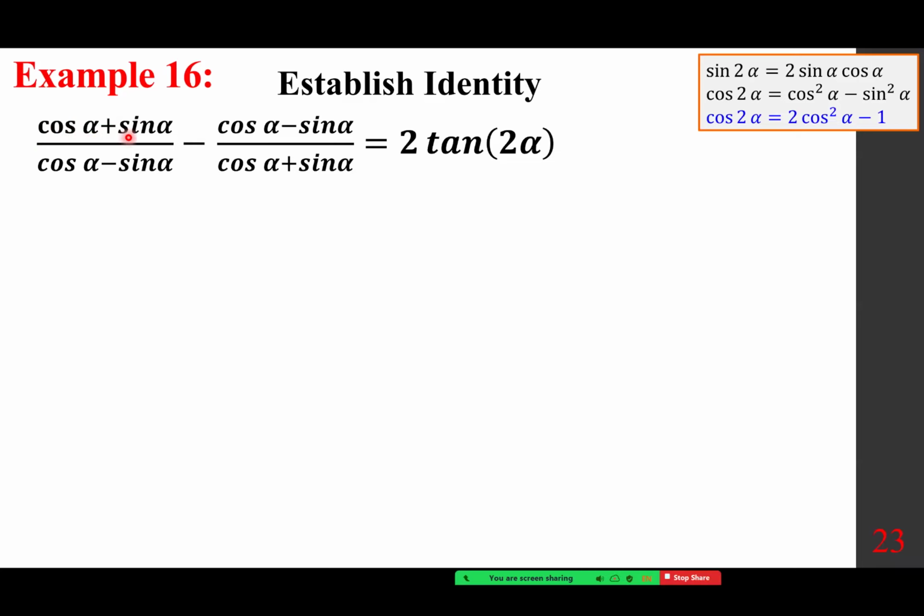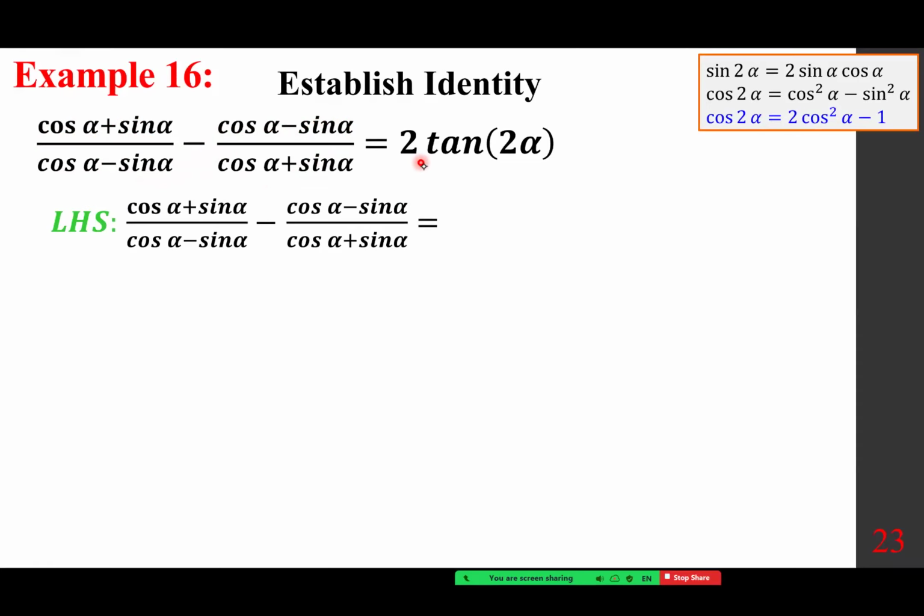Establish identity: cosine alpha plus sine alpha over cosine alpha minus sine alpha, minus cosine alpha minus sine alpha over cosine alpha plus sine alpha, is 2 tan 2 alpha. We start with the more complicated side, the left-hand side. And clearly the best course of action is LCD. Take the common denominator, just multiply these two, and that becomes the LCD. Then this one times this one, that means they're identical to the power of 2, minus this one times this one, they are identical to the power of 2.